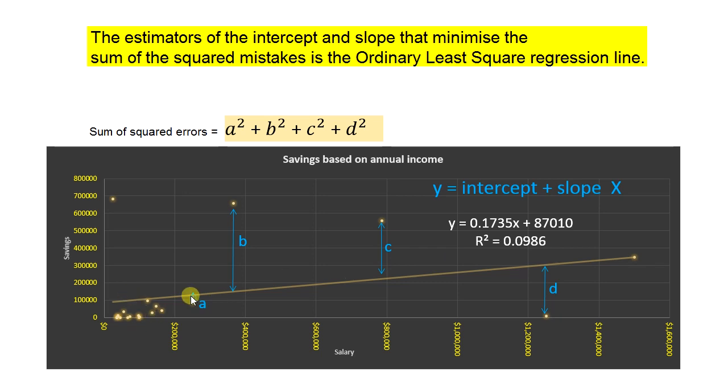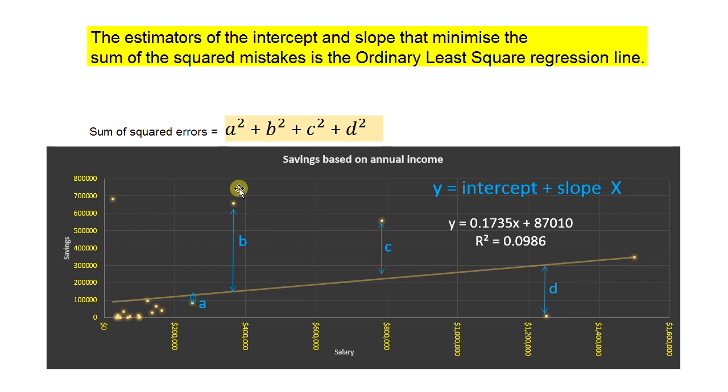Now, the final thing, you might be thinking, what's the best line to draw? Because you can draw it like this, you can draw it like this. The way to decide that, now in Excel it automatically creates the best line for you, which is called the least square regression line. Now you can see in these blue arrows, I'm showing you the difference between what the linear regression line is telling you as your savings and your actual savings.